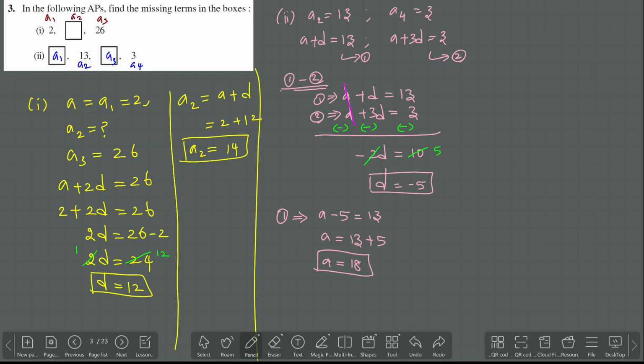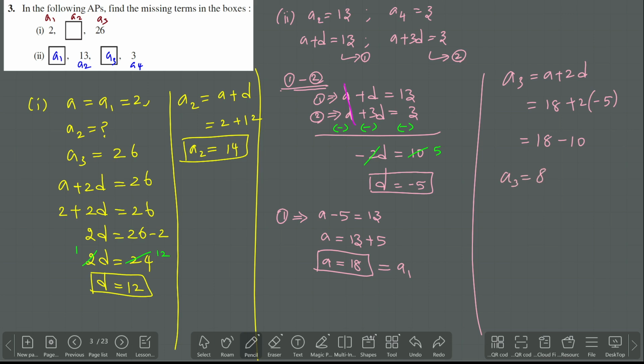So take the A value and D value and substitute for what they asked. A1 is the same as A, so that one we got. Next, what did they ask? A3. A3 means A plus 2D. The A value I know is 18, plus 2 times the D value, minus 5. So 18 plus 2 times minus 5, which is minus 10. When I subtract, 8. So A3 equal to 8, and A1 value is 18. Is it okay, children?